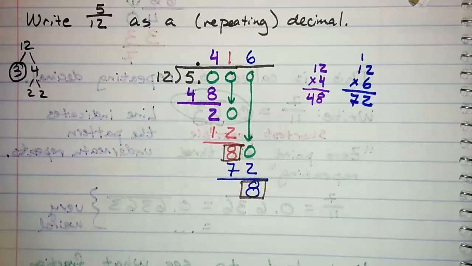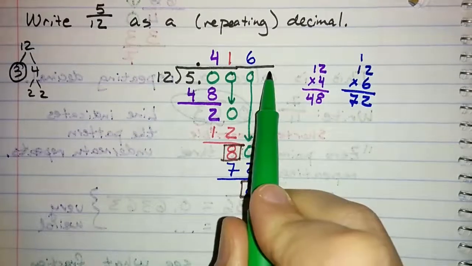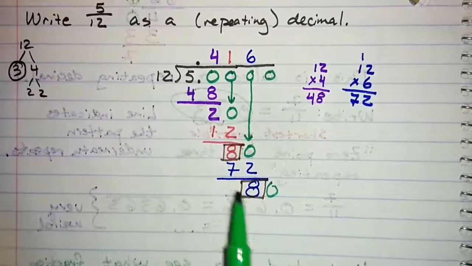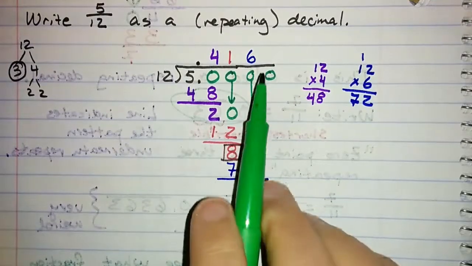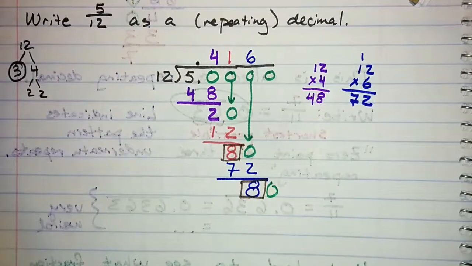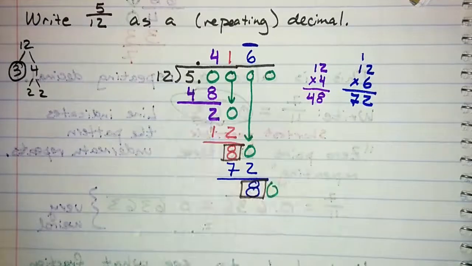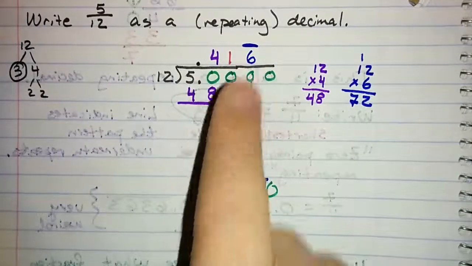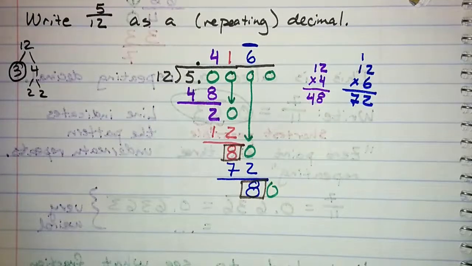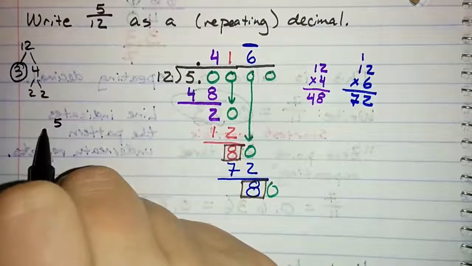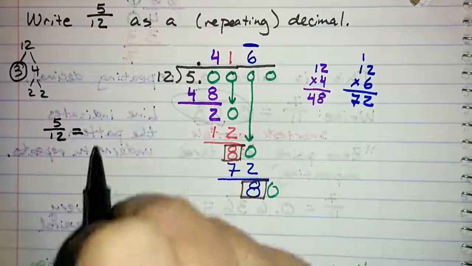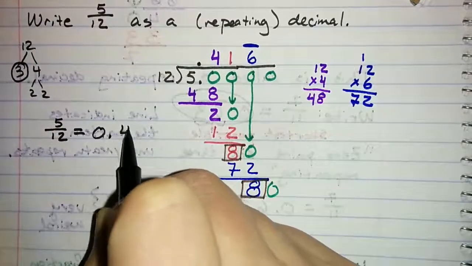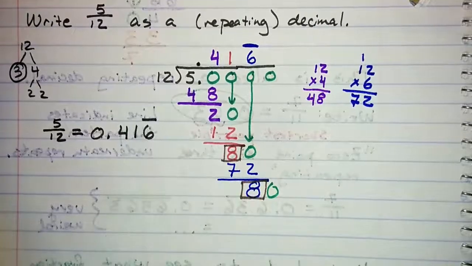has repeated. So that means from now on, every time I divide, I'm going to be dividing 12 into 80. The answer will always be 6 and give me a remainder 8. So the 6 is going to repeat. The 1 and the 4 do not repeat, only the 6. So I get 5/12 is the repeating decimal, 0.416 repeating.